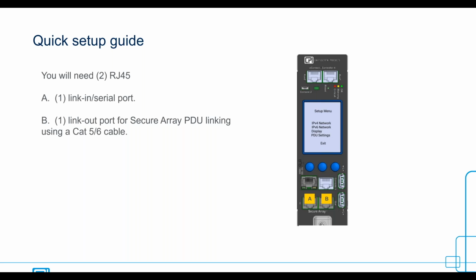Now for a quick setup guide, the first thing that we will need is, of course, our PDUs, and you will need two RJ45. For an easy understanding of where these cables would be connected, we have signaled here on this PDU the in and out ports for the secure array. So on A, we would add the link in serial, and then on B, we would connect the link out port for secure array, and we can use a Cat5/6 cable here.